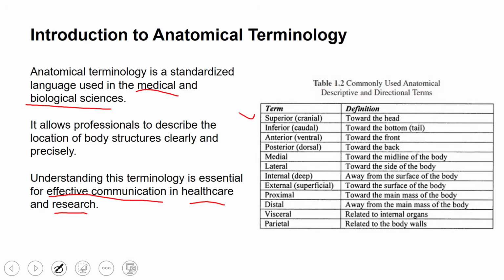So these are some of the terminologies and their definitions in healthcare and research, especially in the field of medical and life sciences. You shouldn't forget about these, ladies and gentlemen: superior, inferior, anterior, posterior, medial, lateral, internal, external, proximal, distal, visceral, and parietal.